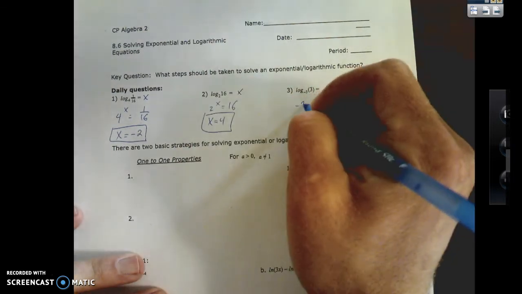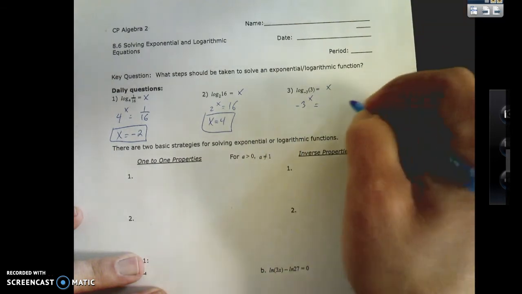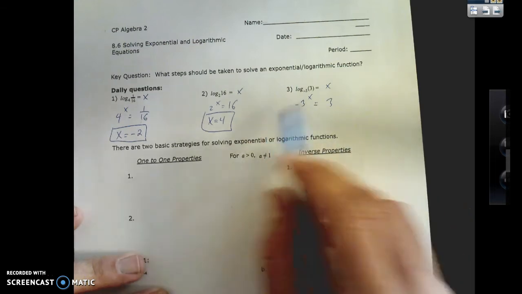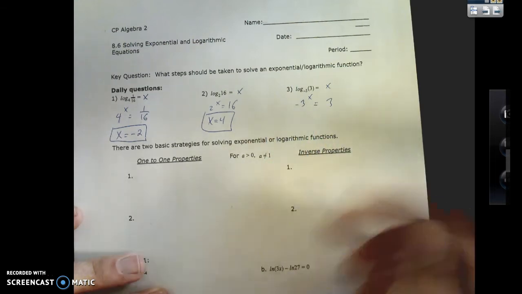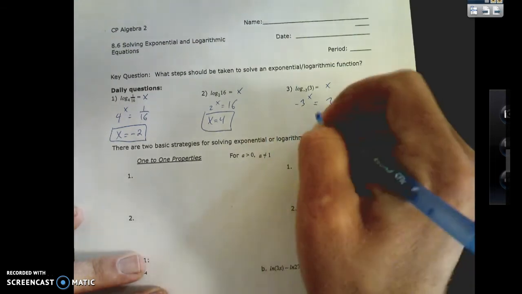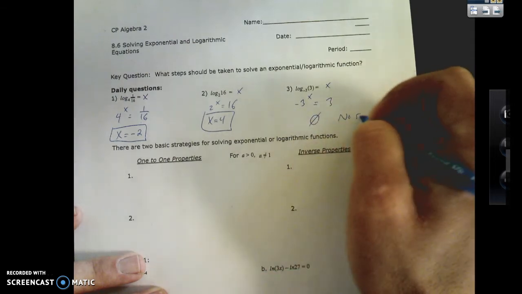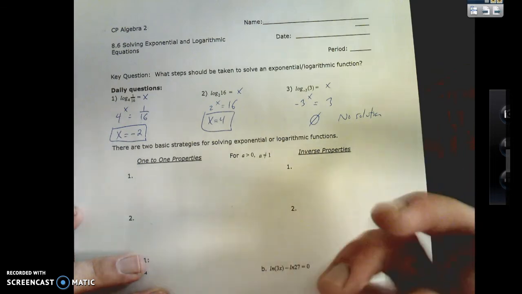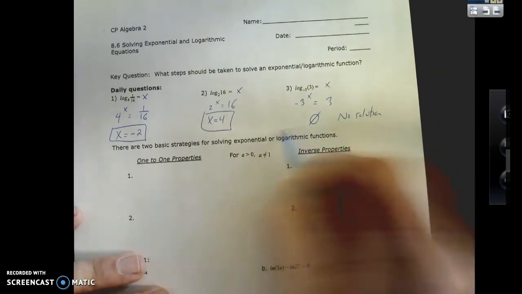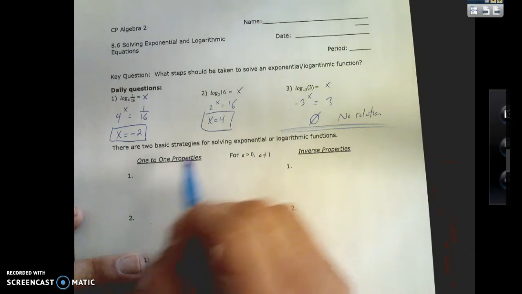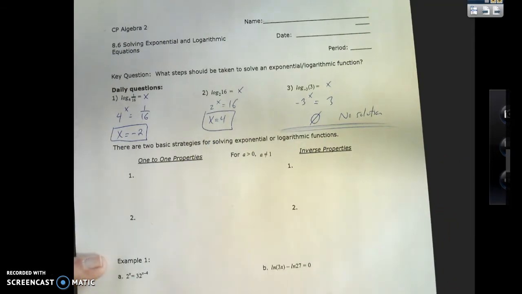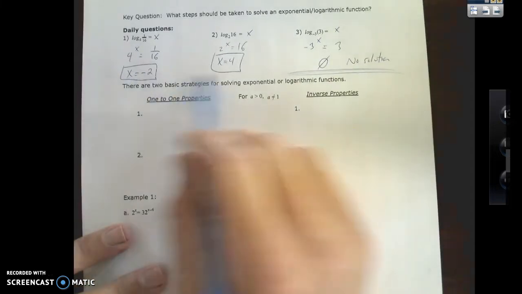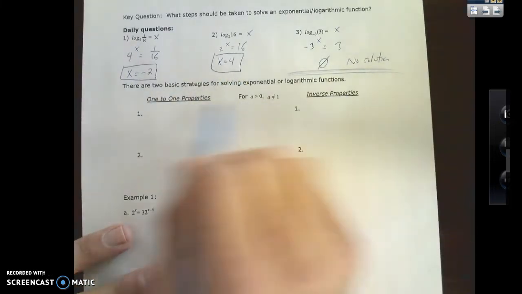Finally, here we have -3 raised to the x power equals +3. You can try and figure out anything you want here. You can do a negative, you can do squared, whatever you want. There is no possible way to raise a negative number to a value to get the same value but positive. So this is going to be a no solution. And this is going to be big later on when we start talking about extraneous solutions.